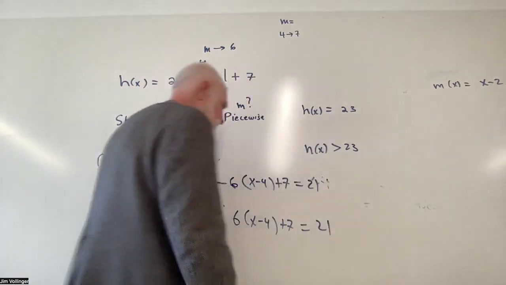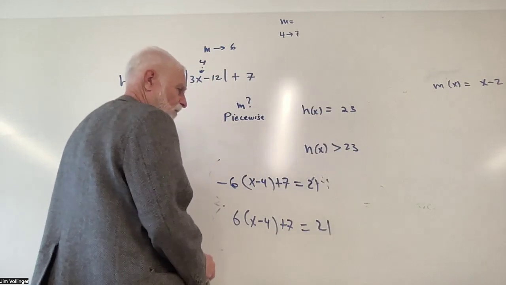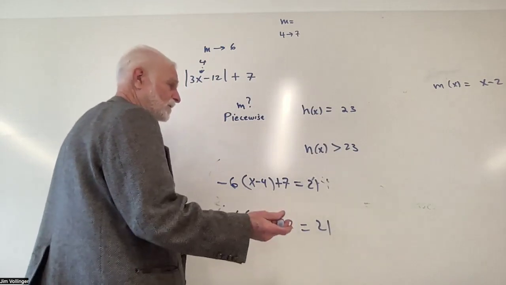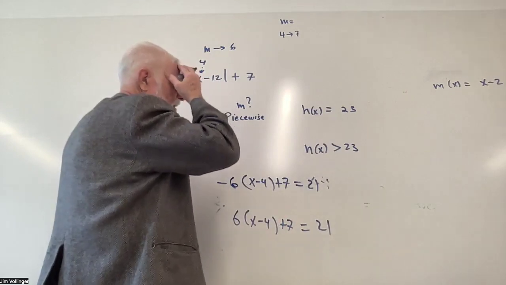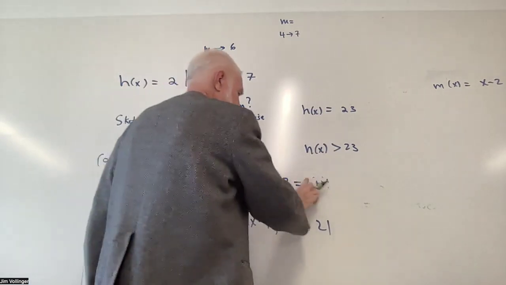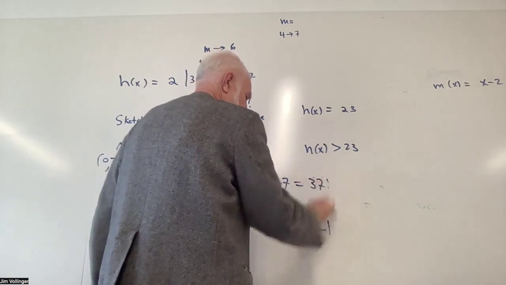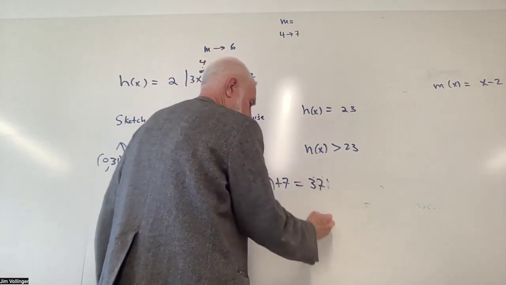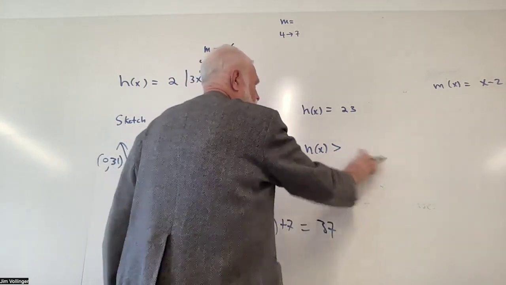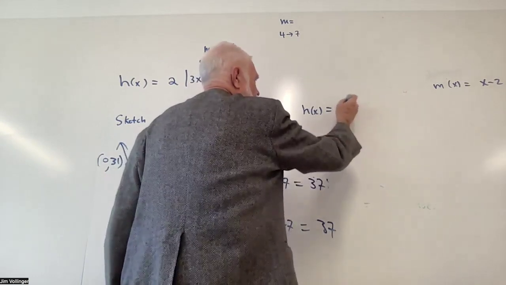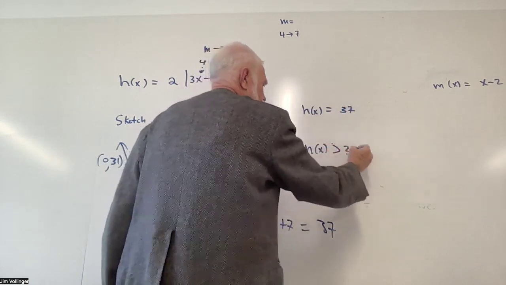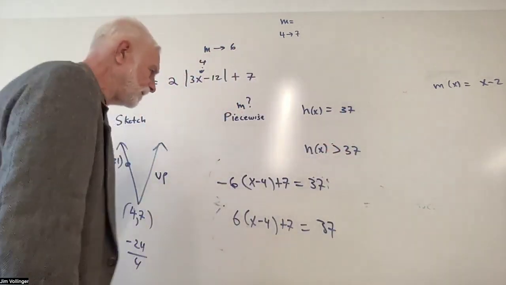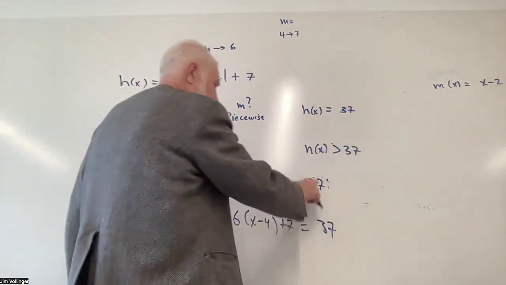All right, so I want a multiple of 6. So 21, 30 is a multiple of 6. So let's go to 37. That's how I make these problems. All right, so I want to know when it equals 37 and when it's greater than 37. Yeah, I can tell I'm starting to fade. All right, so let's do this one, 37.